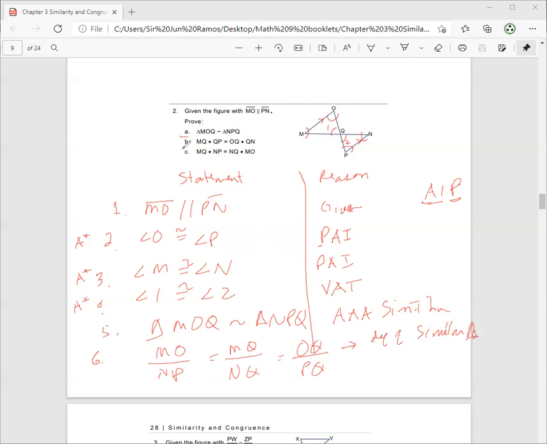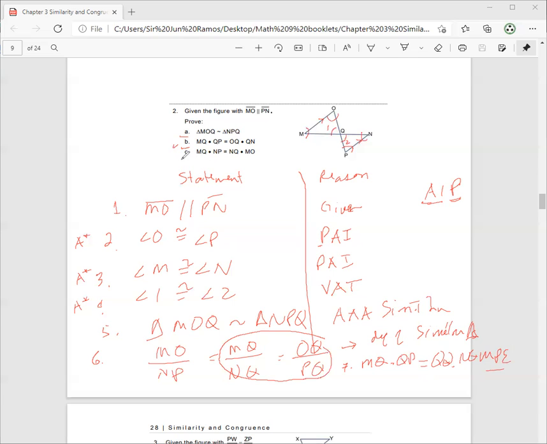For letter B here, we can actually now derive it from here. So step number 7 would be now MQ times PQ, or QP, equals OQ times NQ by MPE. MPE: we just cross multiply that. So we are done with that.